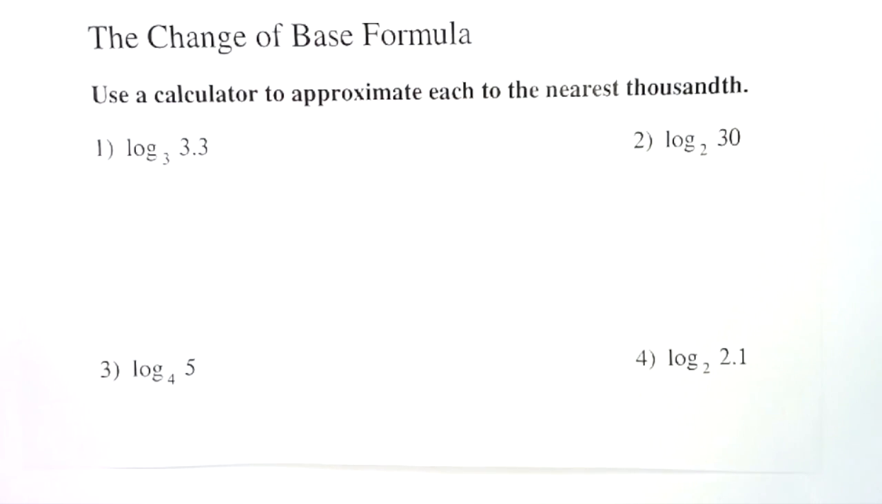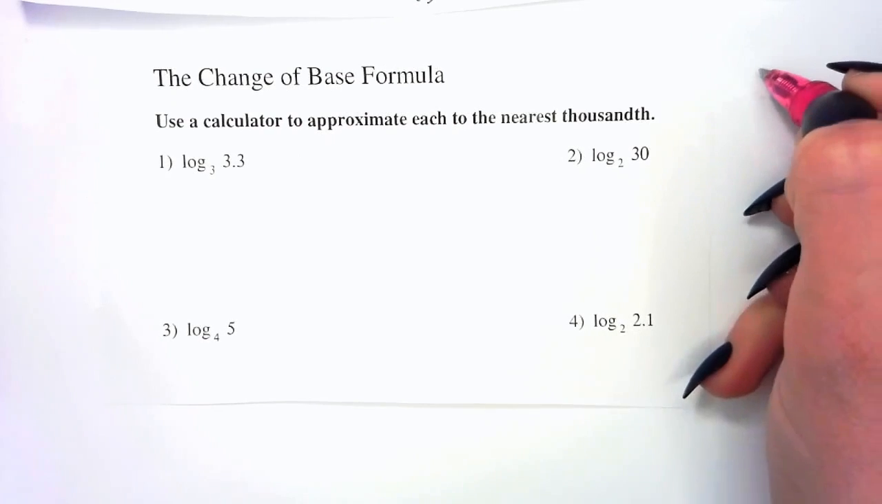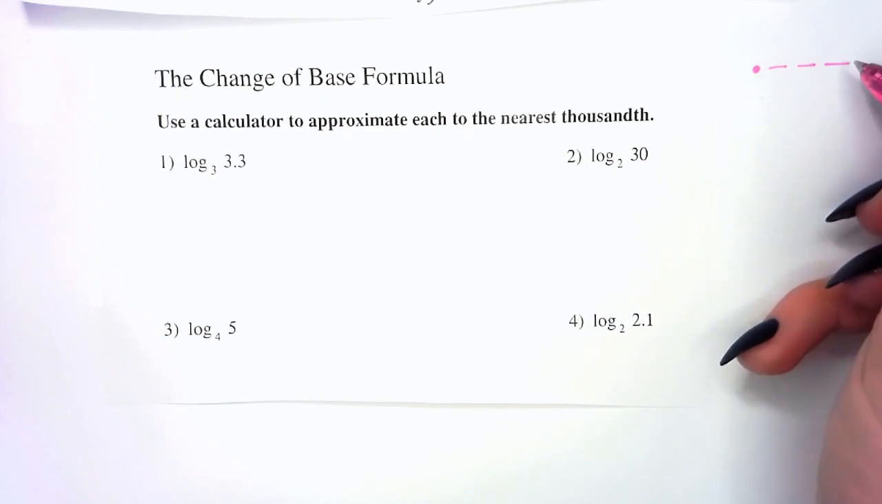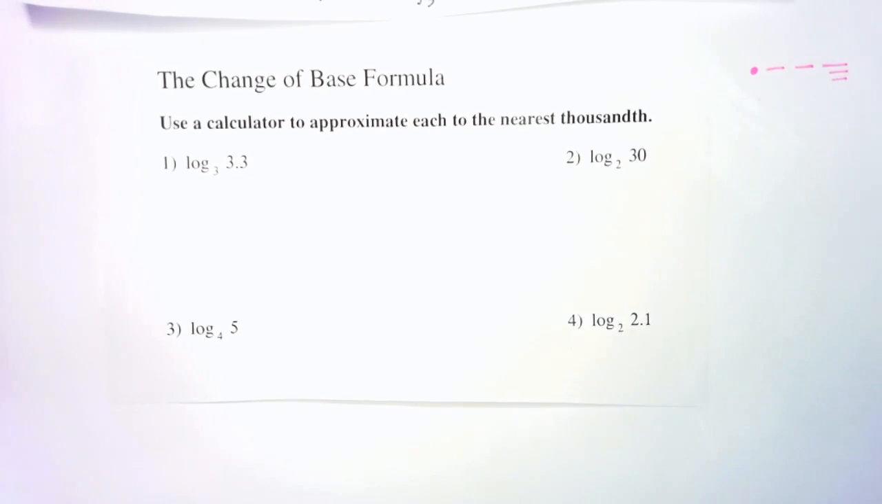Here we have log base 3 of 3.3. We're going to use a calculator to round to the nearest thousandth place. As a decimal, that place is tens, hundreds, thousands. So we need to go out 3 decimal places.